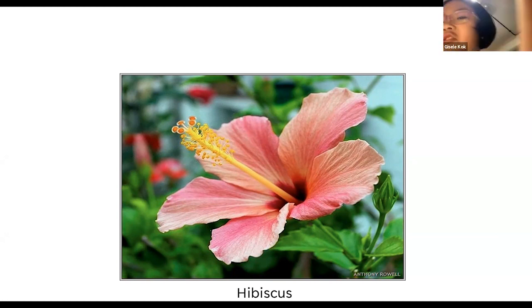Wait, I think I can show somewhere here. Somebody asked about morning glory. See how you asked, right? Does the morning glory really turn yellow in the evening? It's a good question. Anyone knows the answer?